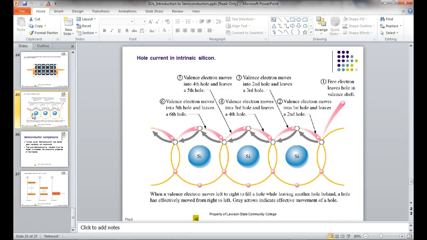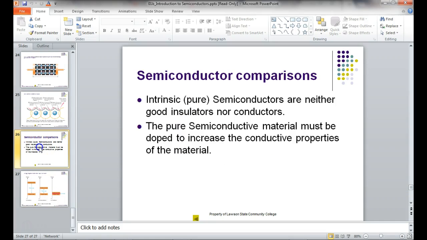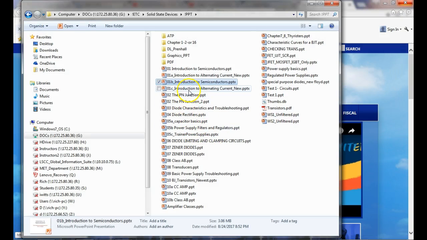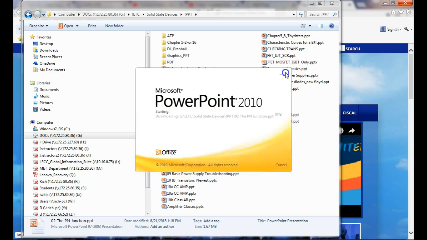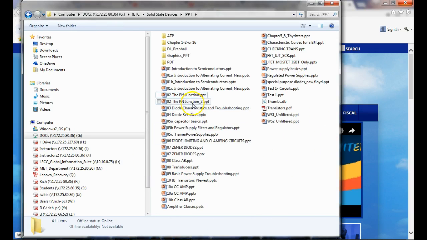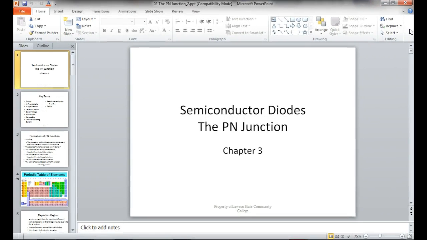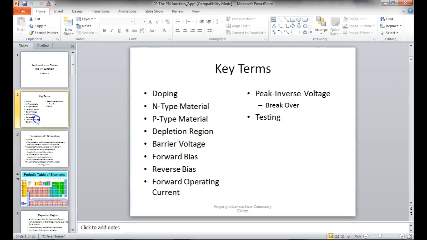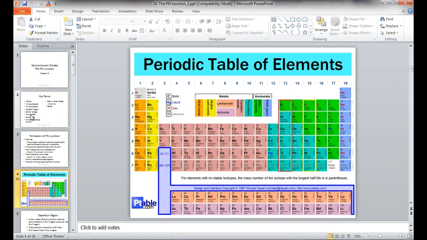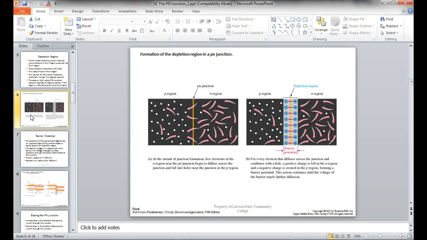So let's look and see what we're doing. This is basically the way it flows through a conductor. We okay? And then we got this guy. So what we do, of course, is we fuse them together and form a what? A p-n junction.